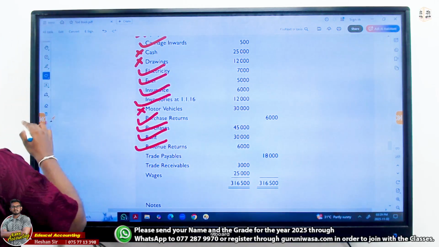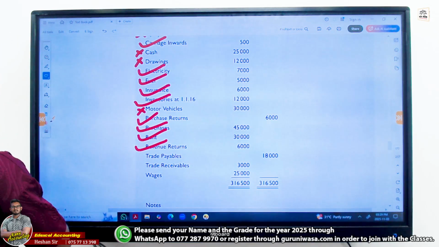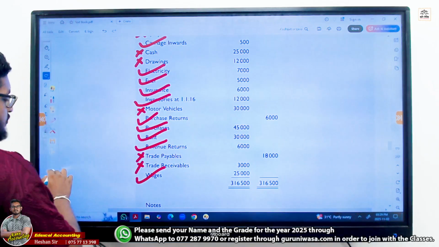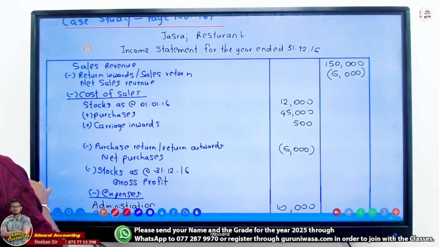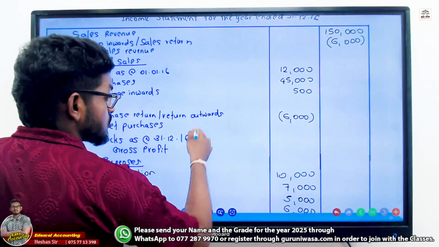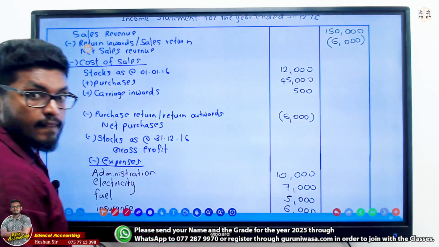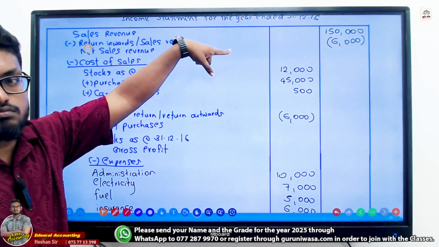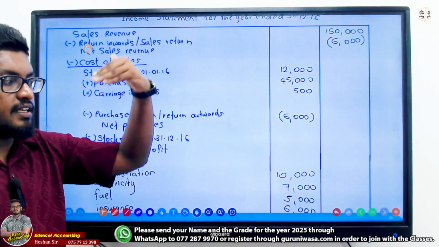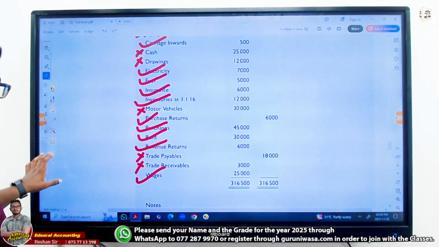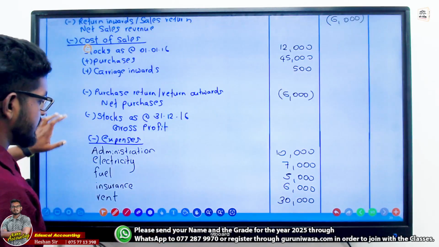Trade payables, not writing, liability. Trade receivables, asset. Wages expense 25,000. Those items like trade receivables go to the SFP. The next one goes in brackets, because it decreases our sales income. When someone returns goods we sold, it decreases our sales. So wages 25,000, it is an expense.